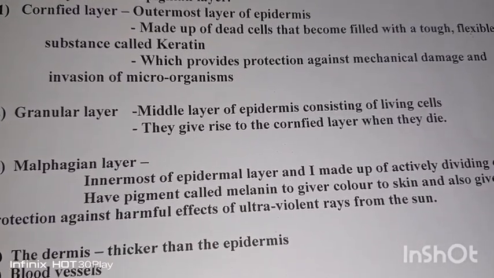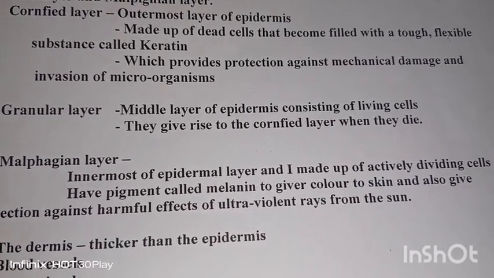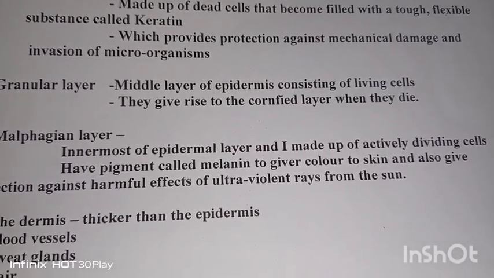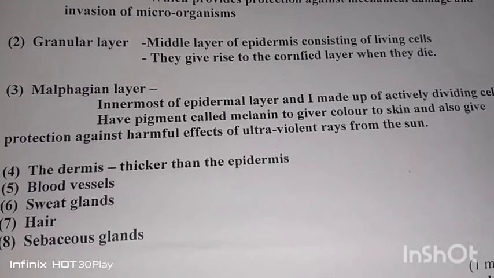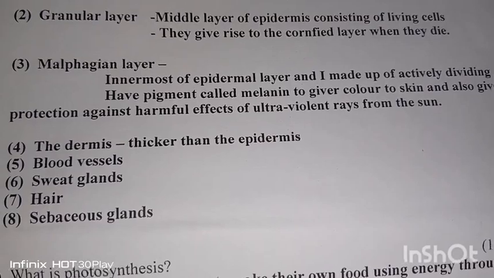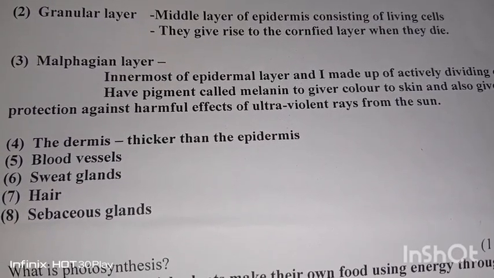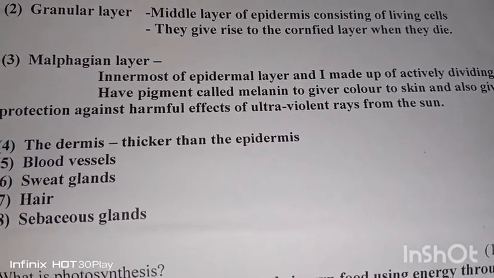Conified layer is the outermost layer of the epidermis, and it is made of dead cells, or cells that have become filled with a tough, flexible substance that is called keratin. It also provides a protection against mechanical damage and invasion of microorganisms, but that is when the skin is not broken. Then you have the granular layer. It's the middle of the epidermis, and it consists of living cells, and these cells give rise to the conified layer when they die.